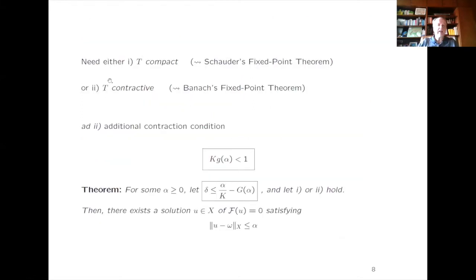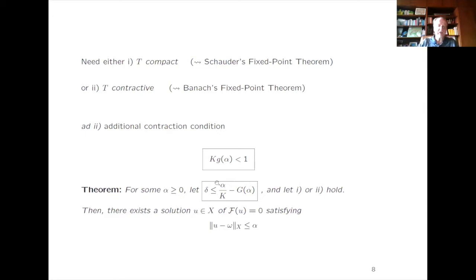In addition, we need either T is compact if we want to apply Schauder's fixed point theorem, or we need that T is contractive if we want to apply Banach's fixed point theorem. In this case, of course, we need an additional contraction condition, which actually after some calculation is this here, k times g of alpha is less than 1. And hopefully we can get a small alpha out of this other condition, which we just discussed. Since g of alpha tends to 0 as alpha tends to 0, this term is hopefully also small, and so we have a good chance to satisfy that inequality too.